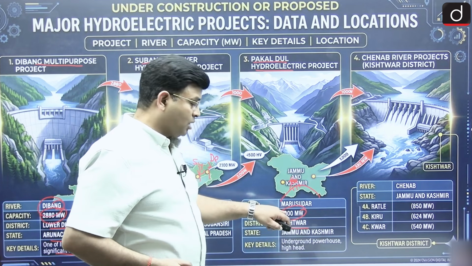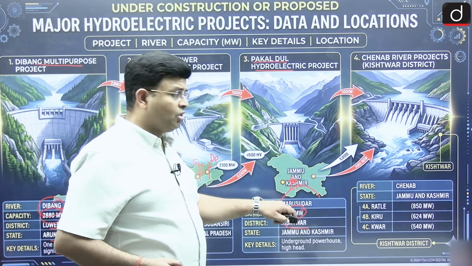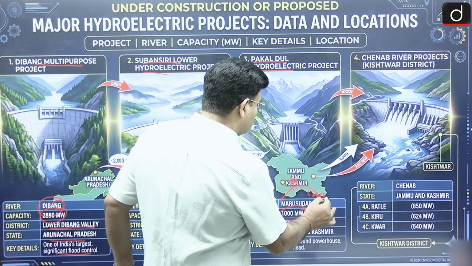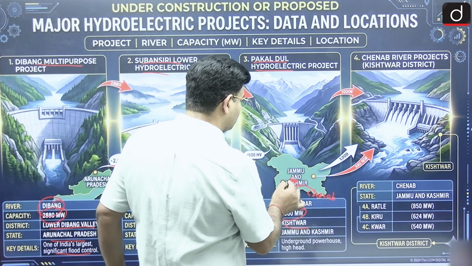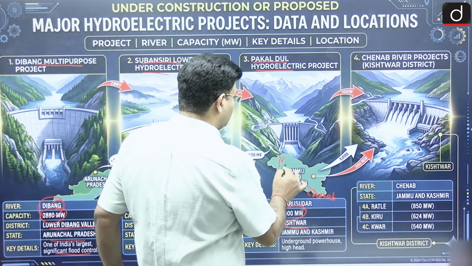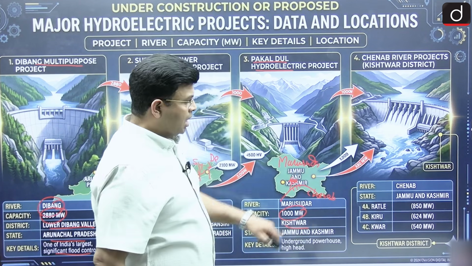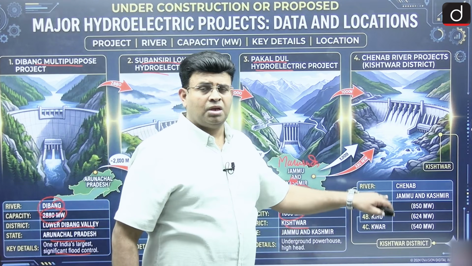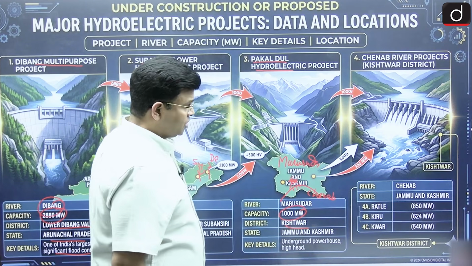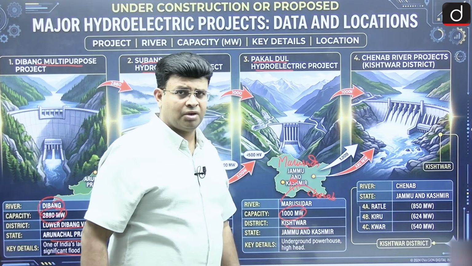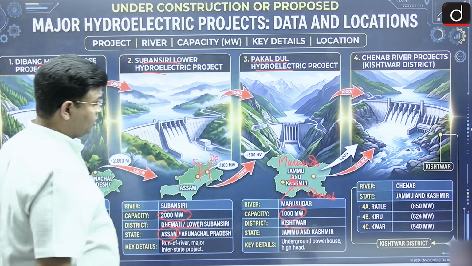Pakal Dul is on the Marusudar river, a tributary of Chenab. This is the Chenab river, and the Chenab river tributary is the Marusudar. On the Marusudar is Pakal Dul, and on the Chenab river there are the Ratle, Kiru, Kwar dams. They have 850, 624, and then 540 megawatt of electricity production respectively.